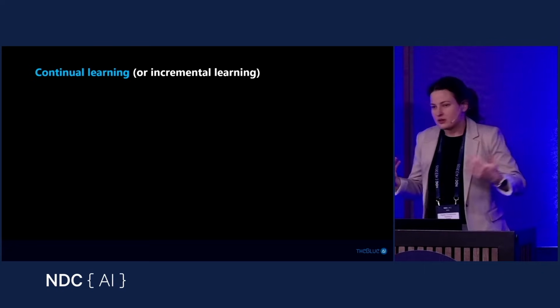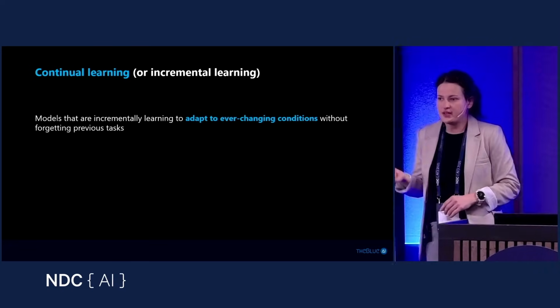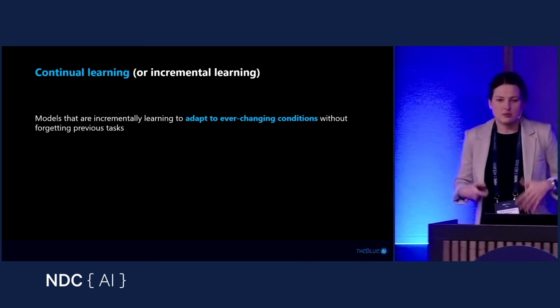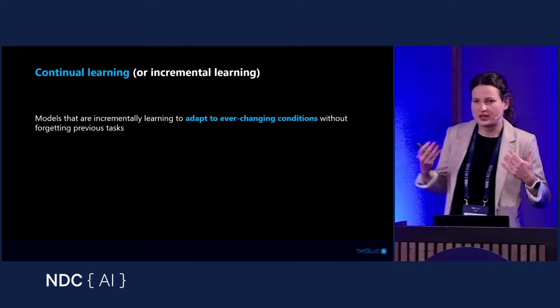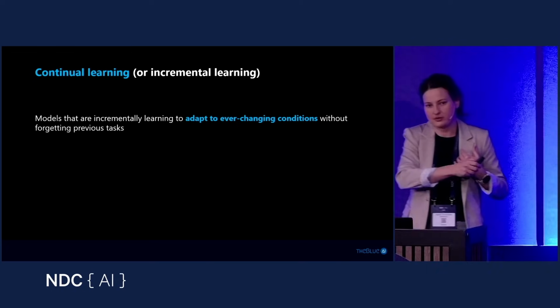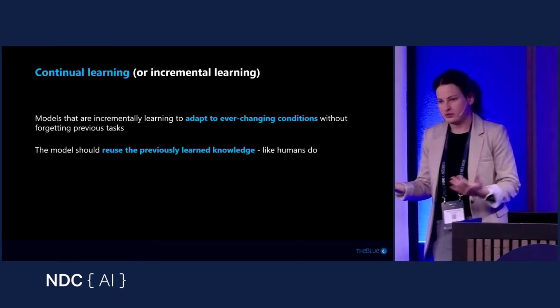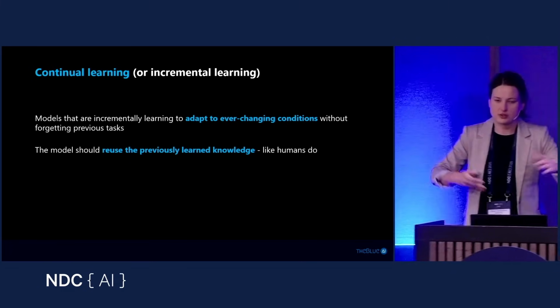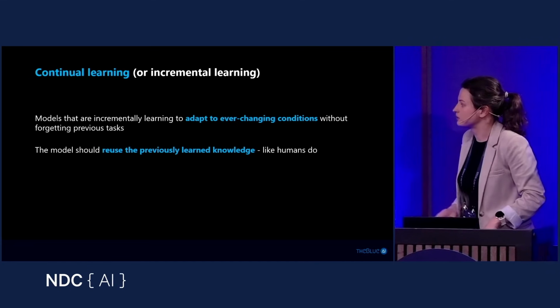So this is where continual learning comes into play, sometimes also called incremental learning. The main idea here is that the model should be able to learn incrementally, meaning that it should be able to adapt to ever-changing conditions, but without forgetting what it learned before. Moreover, it should be able to reuse what it already learned, not learn new skills from scratch, but do it based on what it already knows about the world, like we humans do.